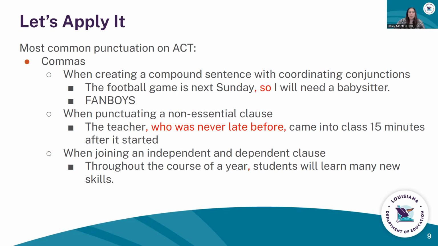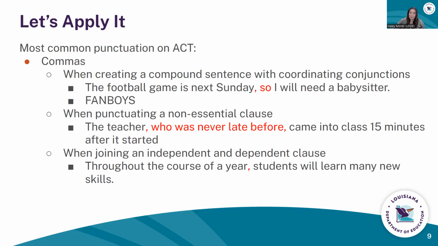So most often the commas are going to be tested in one of the three ways that you see on the screen. So when creating a compound sentence, which means that you're joining two independent clauses together to make one sentence, you're going to need a comma, and it must be followed by a coordinating conjunction. I usually use the acronym FANBOYS when I'm working with students on the ACT, because a lot of them have heard FANBOYS as children. It stands for for, and, nor, but, or, yet, and so. Those are all of our coordinating conjunctions that we can use to join two independent clauses together.